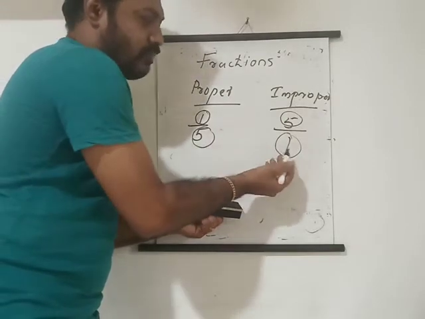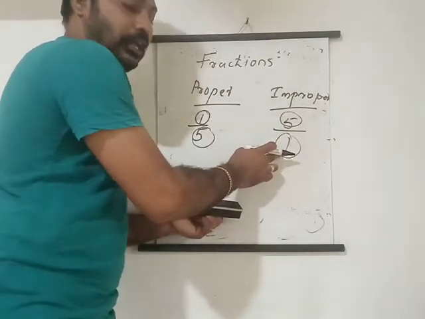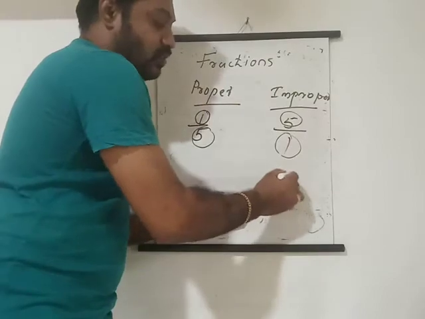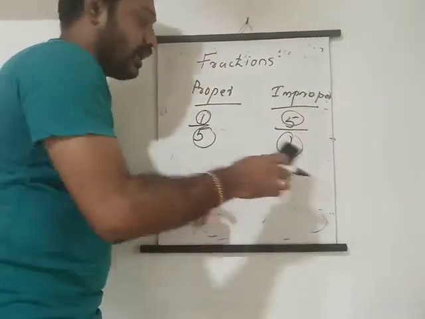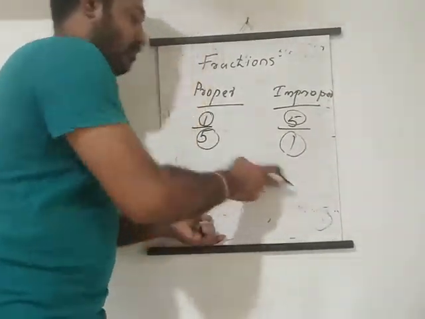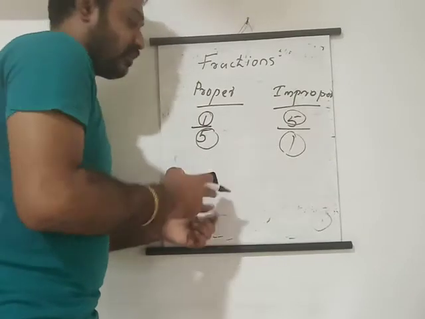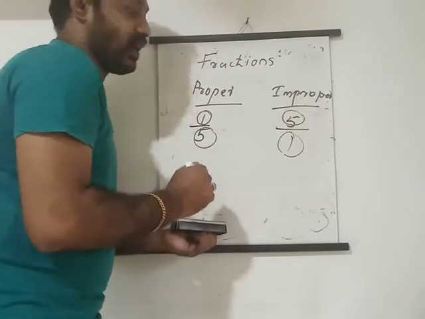Actually, with 5 by 1 we don't need to write the 1 here. Why? 5 by 1 is actually 5. This is not proper. This is called improper. This is called a proper fraction, so 1 by 5 is a proper fraction.